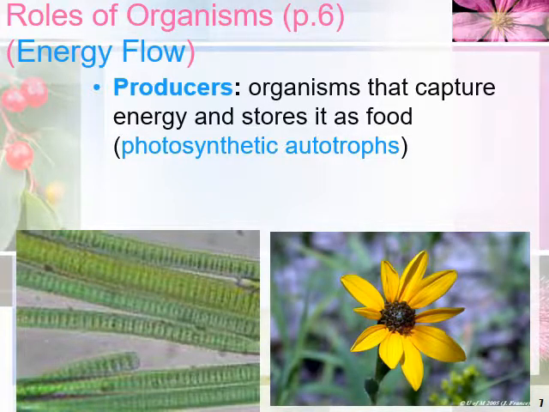And so producers are super important because they're the ultimate source of energy in an ecosystem. The sun is the first source, where all energy on Earth is really coming from. Sunlight comes through the clouds, through the atmosphere, and it hits the surface of the Earth. Some of that sunlight will get absorbed by our photosynthetic autotrophs.